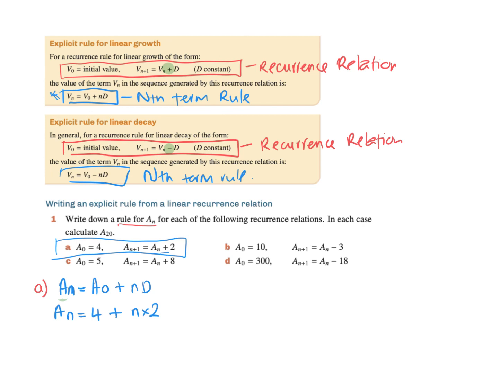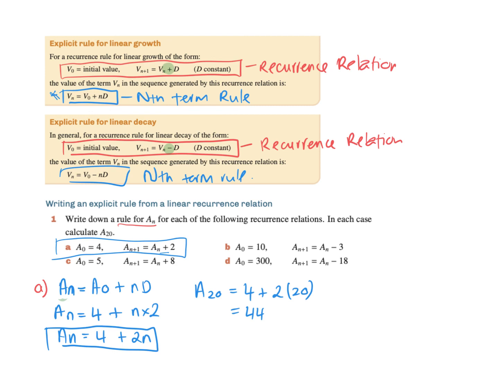You will often see them put the 2 in front and the n after, because that's the way we normally write algebra, isn't it? So here's the nth term. And then they want me to calculate A20. So if I want A20, that would be 4 plus 2 times 20, so it equals 44. Is that making sense?